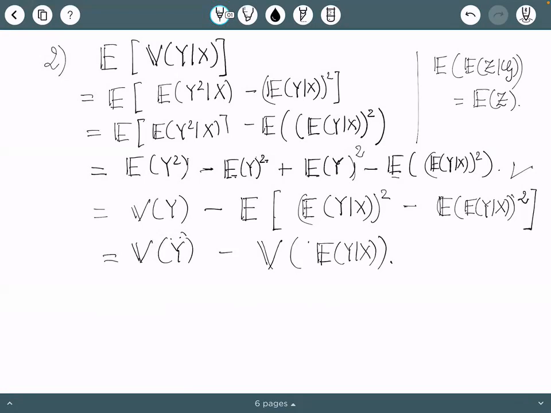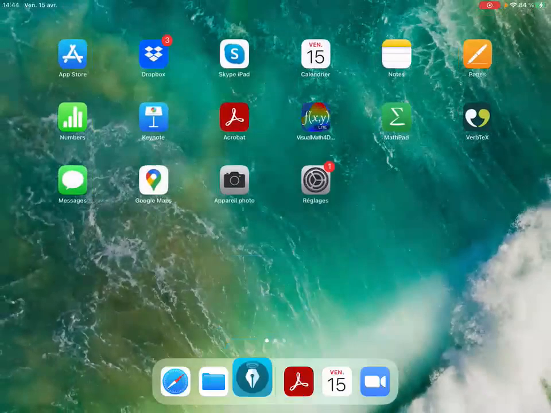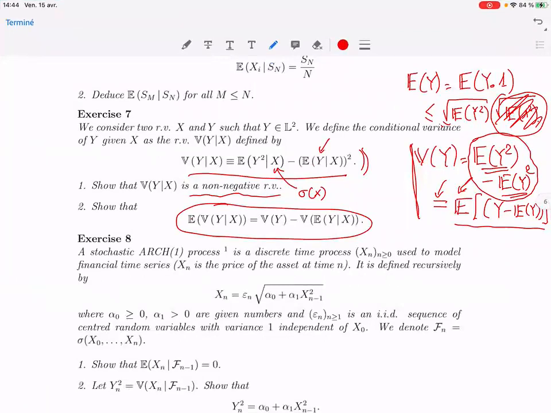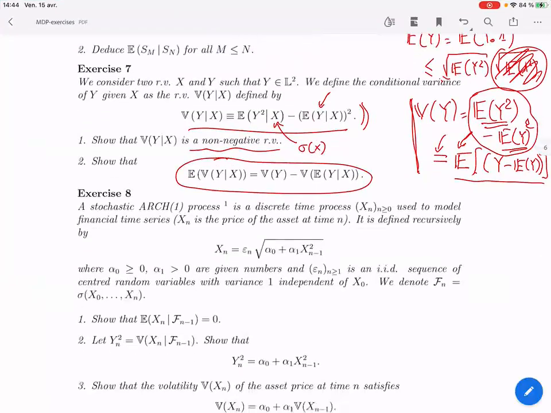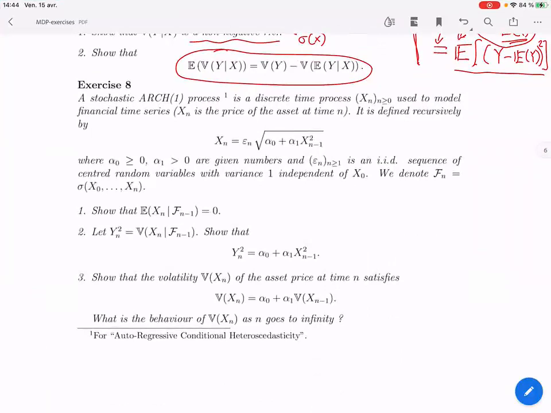Okay, so we will use that in the next exercise, which is about what are called gauge processes. So let's go to the next exercise, exercise 8, in which you have some stochastic process, which is in fact a Markov chain. It is defined in the following way. It appears in financial time series, and it is very useful for some models of time series in finance. It is a discrete time process.